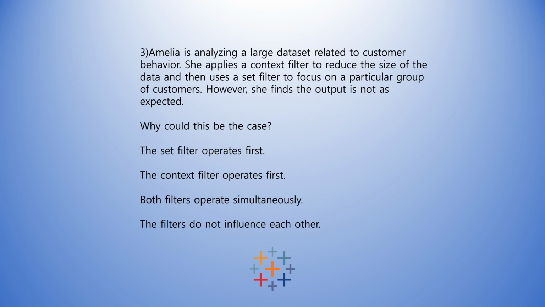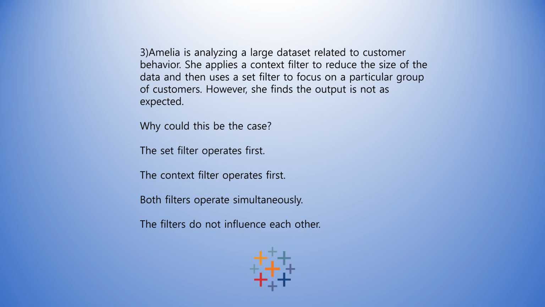Third question. Amelia is analyzing a large data set related to customer behavior. She applies a context filter to reduce the size of the data, and then she uses a set filter to focus on a particular group of customers. However, she finds the output is not as expected. Why could this be the case?